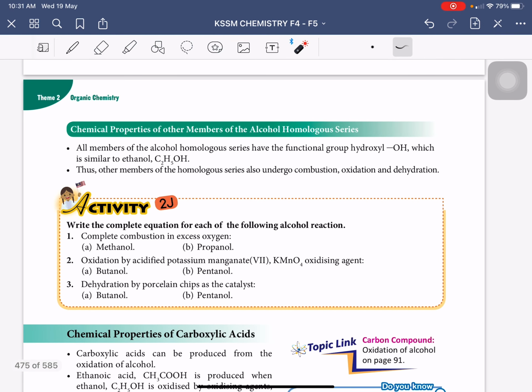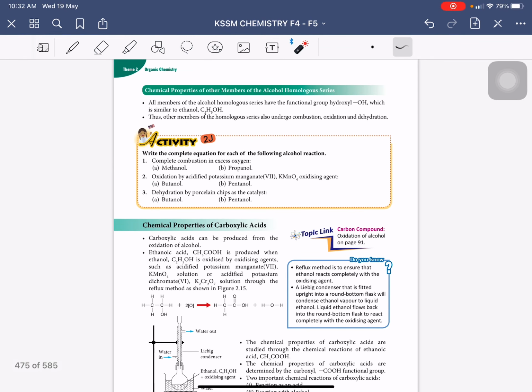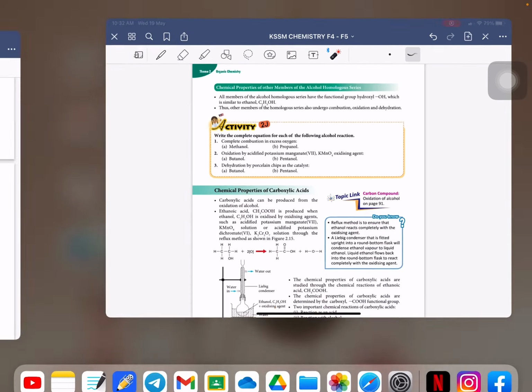Okay, so let us go to the next one, the last part of chemical properties. Chemical properties of other members of the alcohol homologous series. All members of the alcohol homologous series have the functional group OH, semua ada, which is similar to ethanol. Thus, other members of the homologous series also undergo combustion, oxidation, and dehydration. Okay, we are done with the alcohol so far.